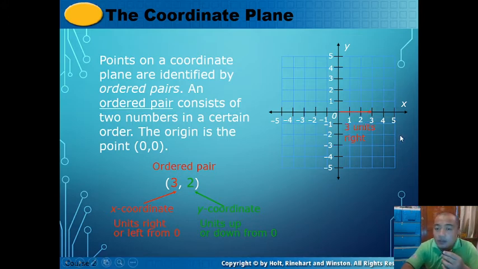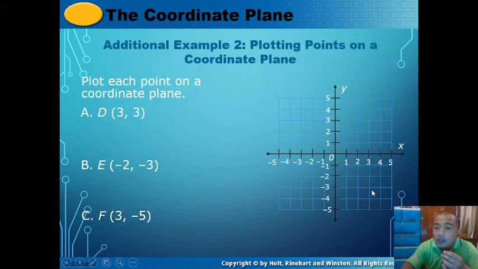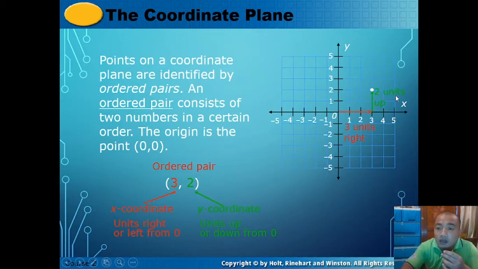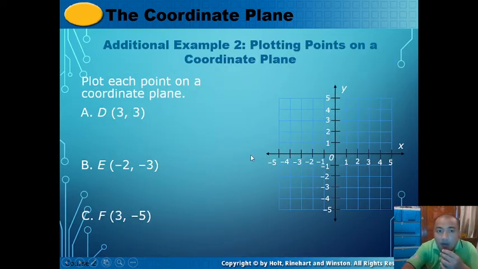So, 3 units to the right from the origin and 2 units up. Then what point is that? That point is (3, 2). 3 units to the right of 0 and 2 units upward. Then it's called point (3, 2).